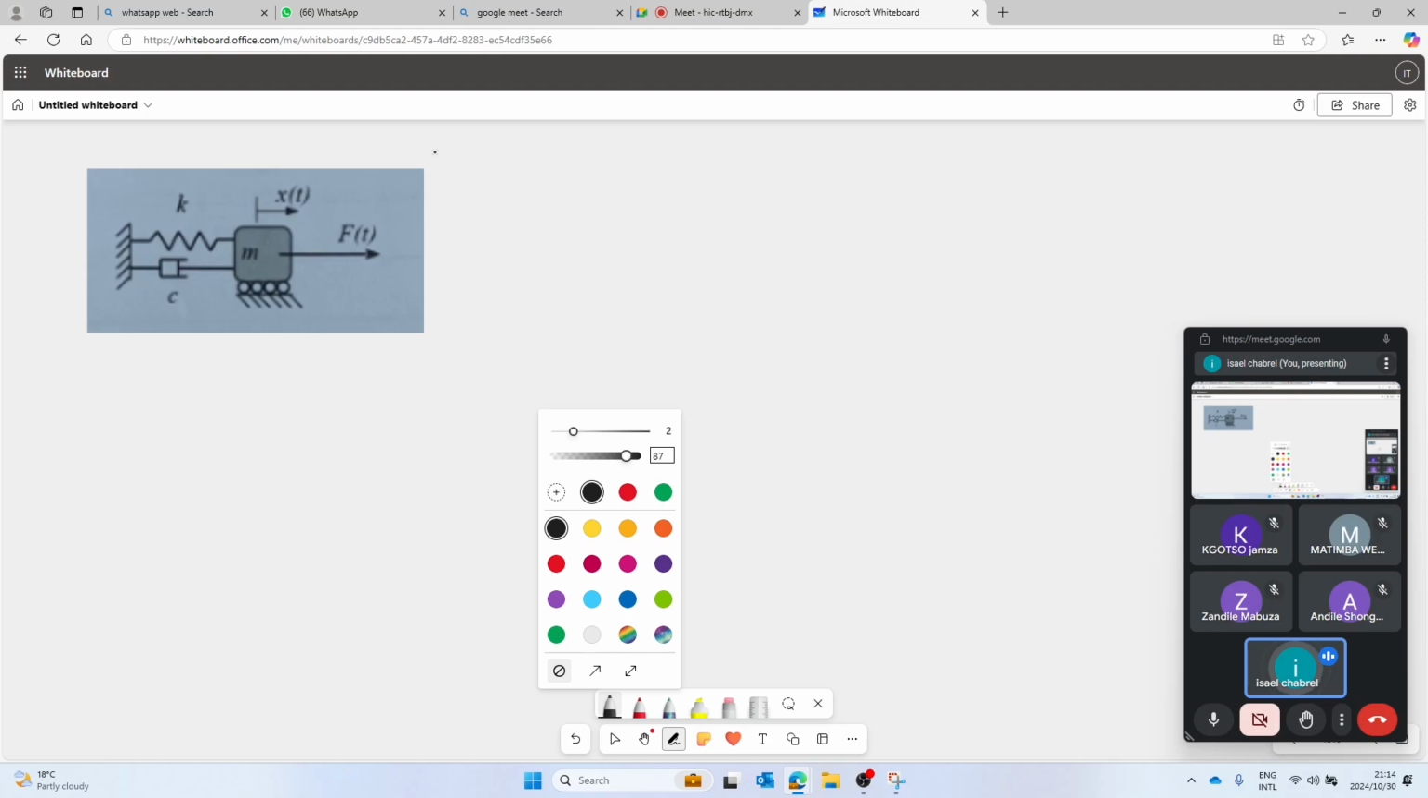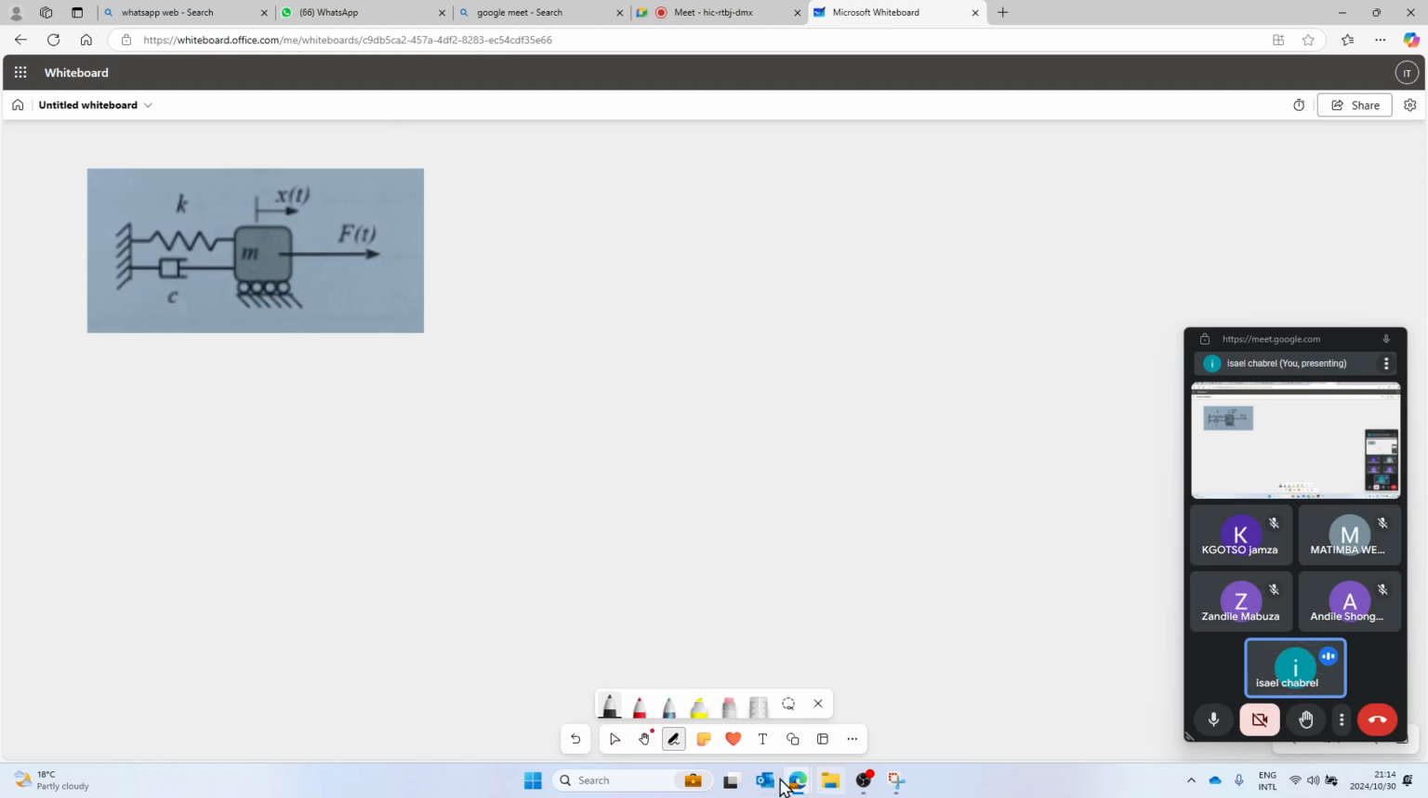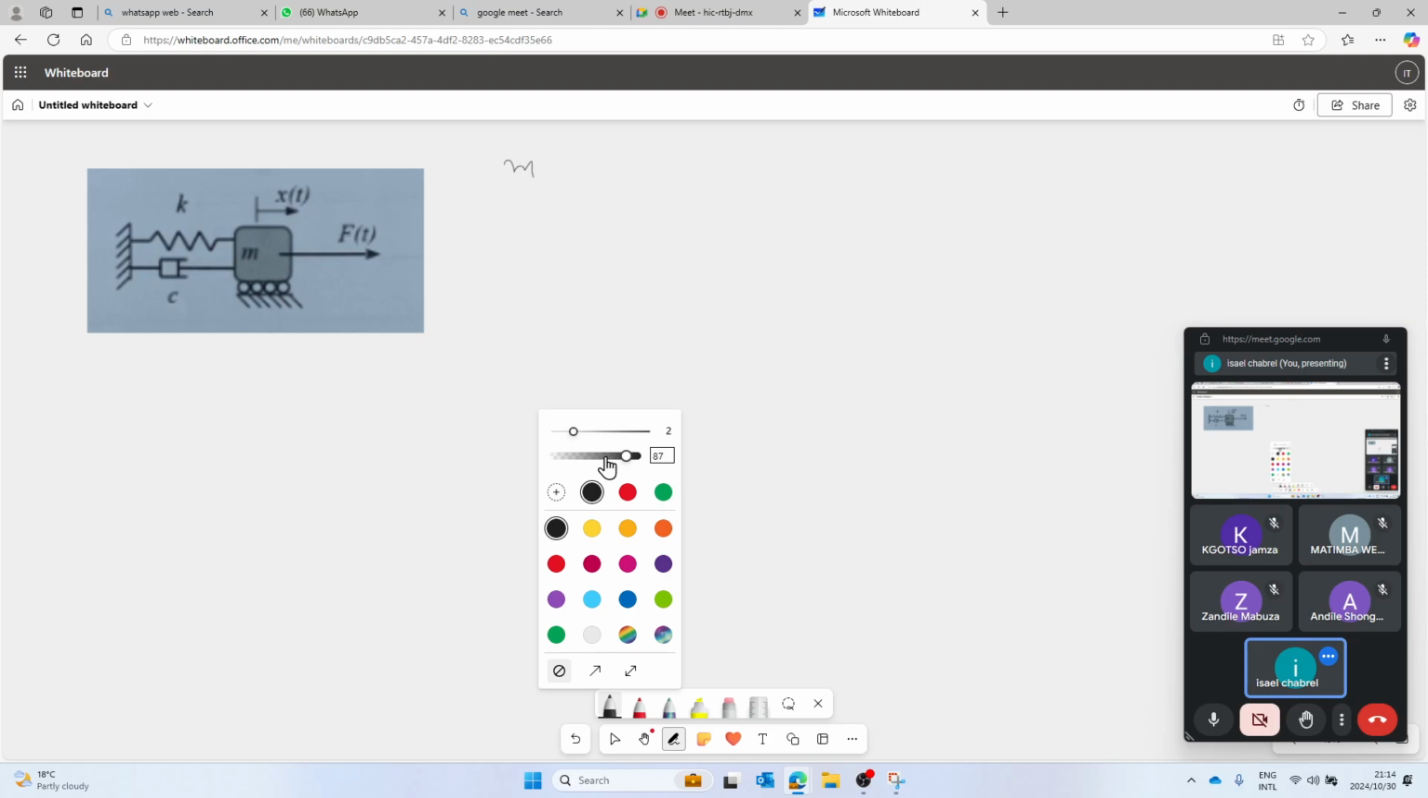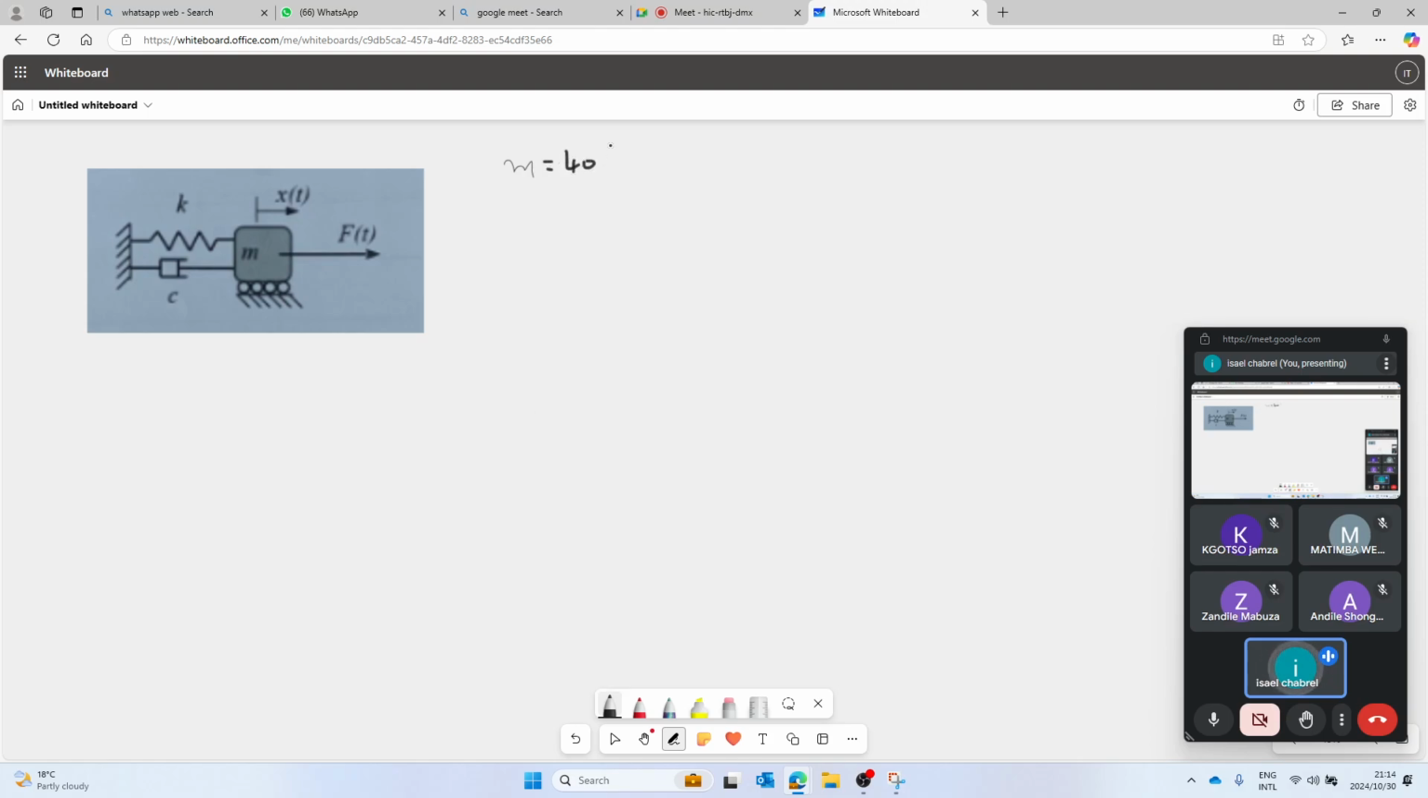You are given a system of mass, let me increase, of mass to be 40 kg. And then we have K to be 80 kilonewton per meter. And we have C to be 120 Ns.